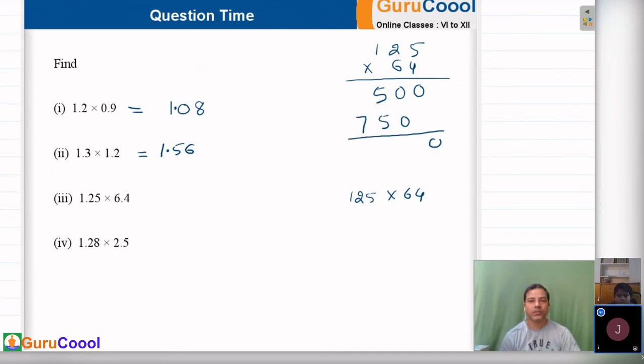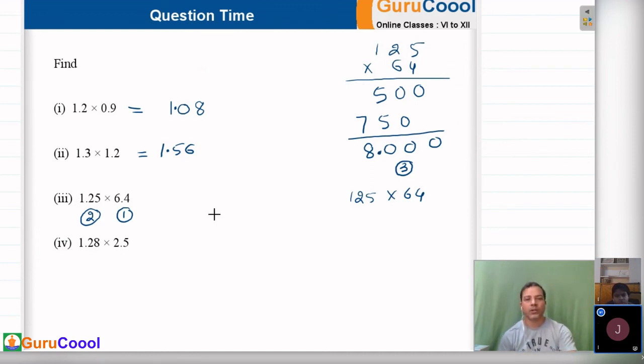0, 0, 0, 5 plus 0, 8. Yes, sir. So I have multiplied 125 and 6.4. How many places of decimal? Two places after, sir. No, not correct. 2 places decimal in the first number, 1 place decimal in the second number. Total 3 places decimal in the answer. So the decimal comes here between 8 and 0.